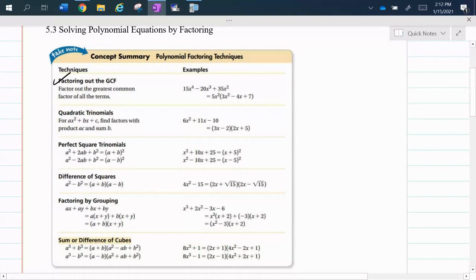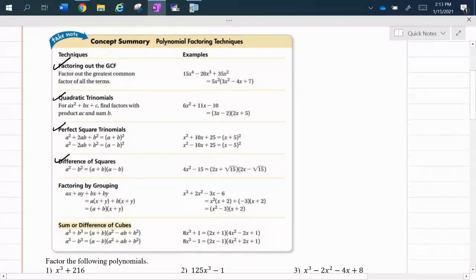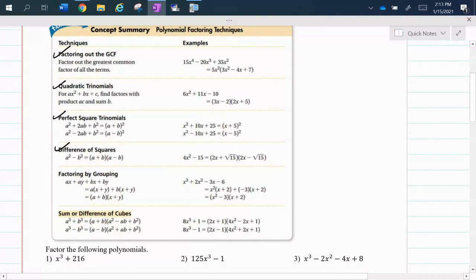We already know how to factor out a greatest common factor. We already know how to factor a quadratic trinomial. With the example, we already know how to factor perfect square trinomials, which are basically quadratic trinomials, same thing. And then we also know how to factor the difference of two perfect squares. So those are the types of factoring we reviewed last chapter.